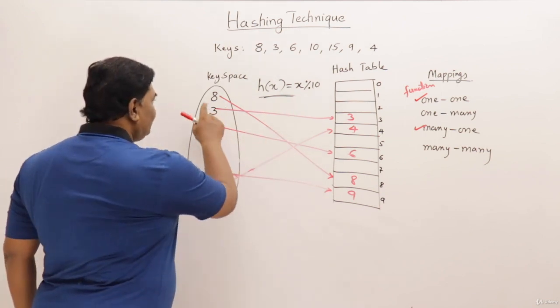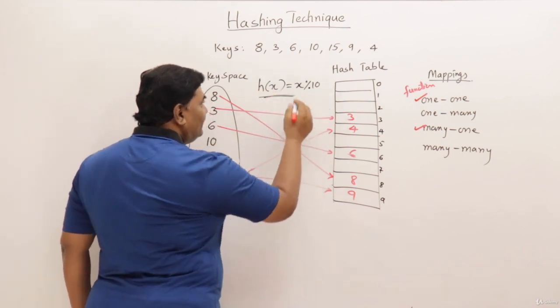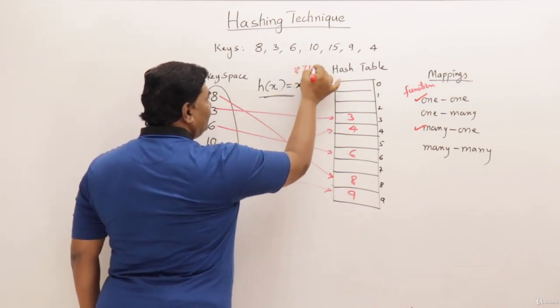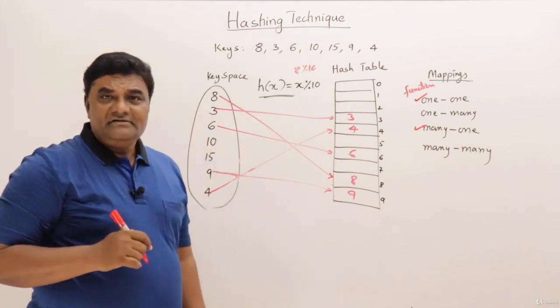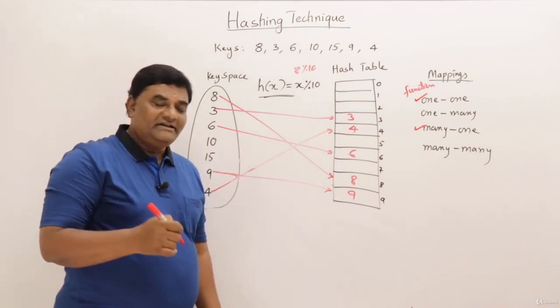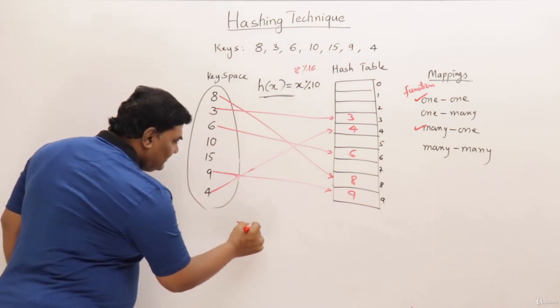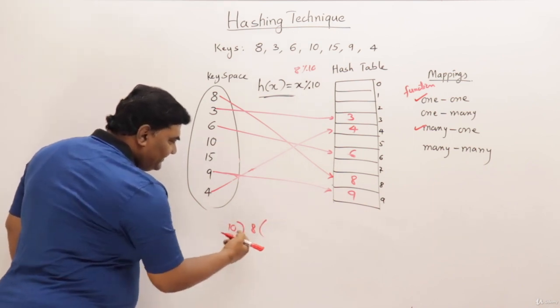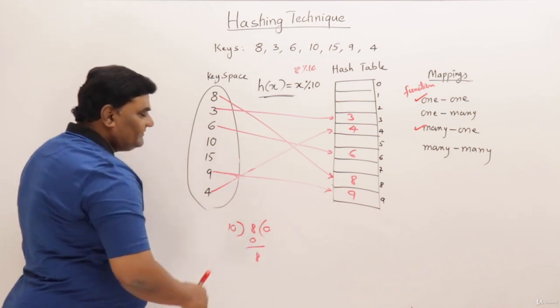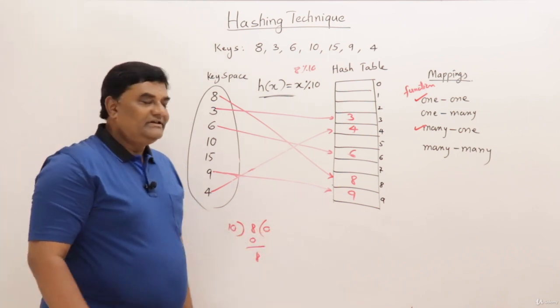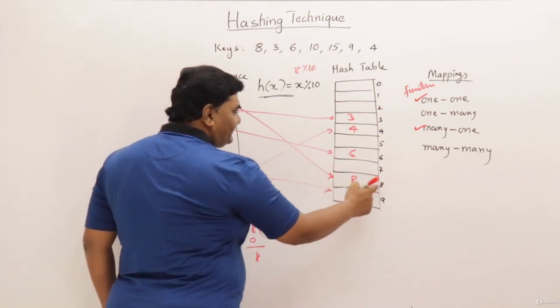So let us start. 8 mod 10. Mod means remainder, right? When 8 is divided by 10, what is the remainder? 8 only, because 10 goes into 8 zero times. So the remainder is 8 only. So this 8 is mapped on index 8.